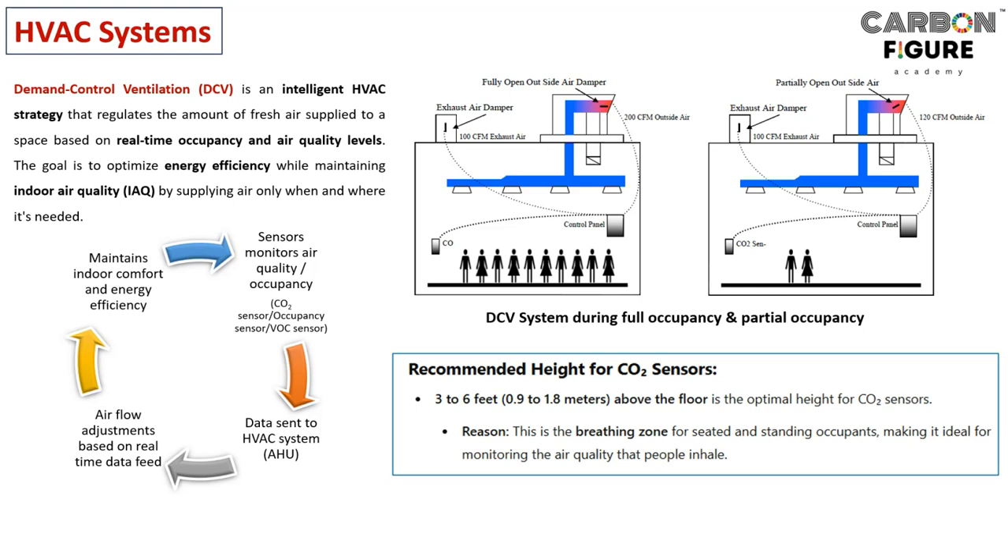So how it works, in the cycle we can start with the blue color. Sensors monitor air quality or occupancy, right? So we may have installed a CO2 sensor, occupancy sensor, and VOC sensor. Because of that we get the reading, and that reading is sent to the HVAC systems, that is nothing but air handling units. So it will supply fresh air adjusted based on the real-time data feed. So it continuously helps maintain indoor comfort and energy efficiency, right?